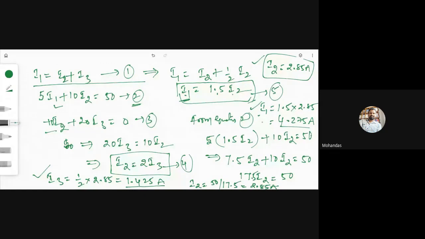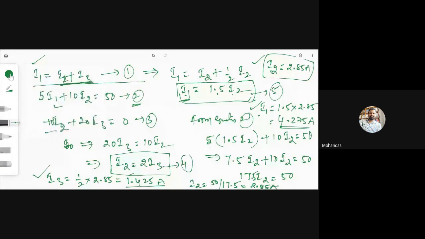How to verify this? Initially we got I1 current equal to I2 plus I3. So we can verify I1 equal to 4.275, which is the sum of I2 and I3 currents. If you add I2 and I3, you will get I1, which satisfies the KCL equation at a particular node. Now let us calculate voltage drops across each and every resistor.